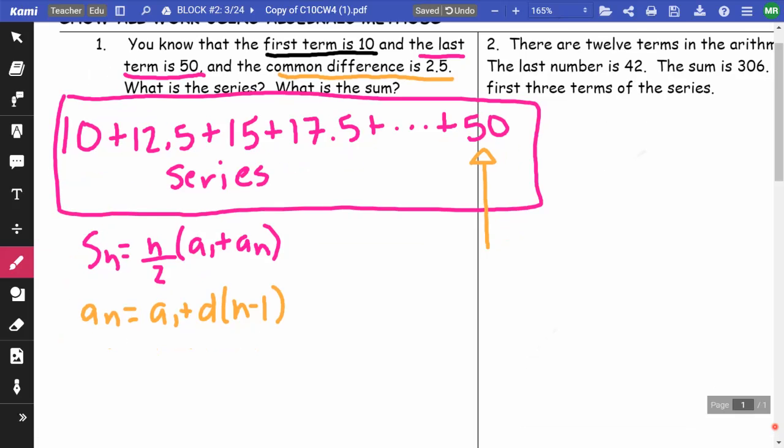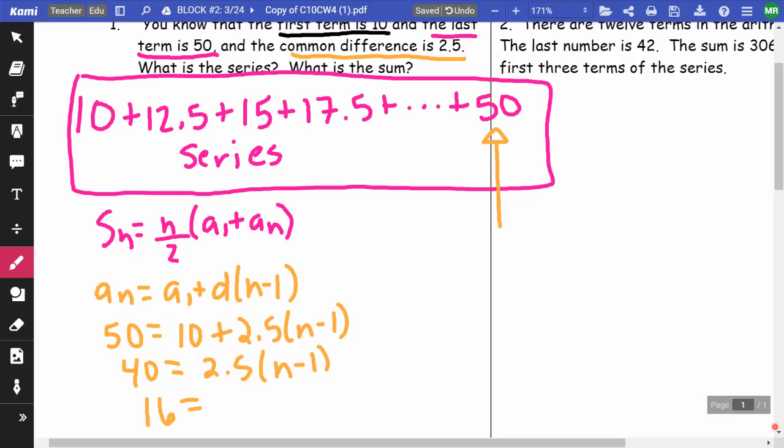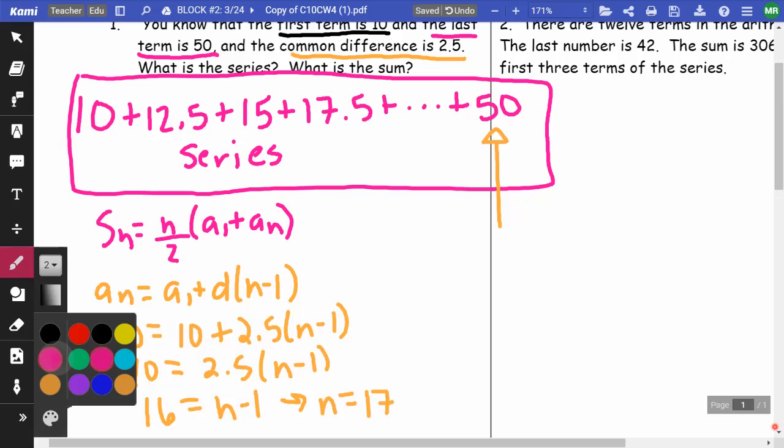So for this, I know that a sub n is 50, a sub 1 is 10. I'm adding 2.5 n minus 1 times. I'm going to subtract the 10. I am going to divide 40 by 2.5. So 40 divided by 2.5 is 16. And then I'm going to add 1 and get 17. So I know that the 50 is my 17th term.